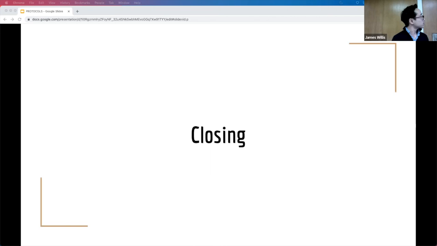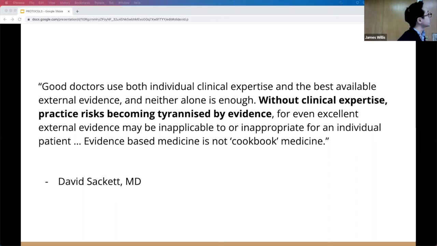So in closing, this is a really good quote that I found. Good doctors use both clinical expertise and the best available external evidence, and neither alone is enough. Without clinical expertise, practice risks becoming tyrannized by evidence. For even excellent external evidence may be inapplicable to or inappropriate to an individual patient. Evidence-based medicine is not cookbook medicine.